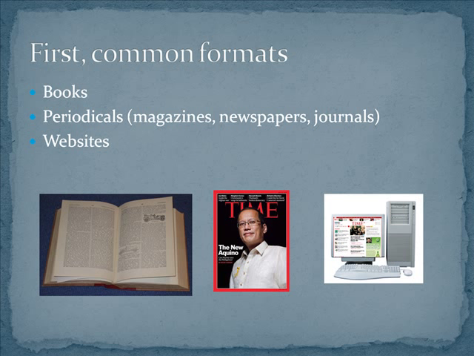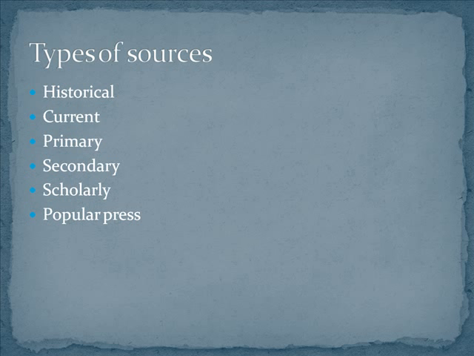Information comes in all shapes and sizes. You can find information on a billboard, on television, you name it. For the purposes of this class, we are going to focus on 3 formats: books, periodicals, and websites. All of the sources we discuss will be available in these formats. We will talk in general about these formats and what they include, and how they are delivered later on. Now, let's look at the types of sources available.